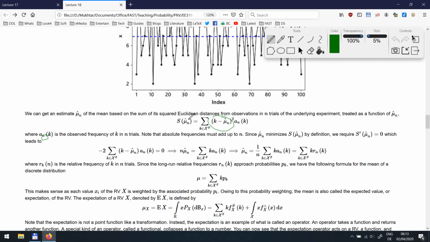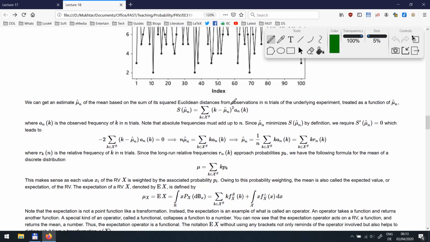So now I want to find this unknown value which will minimize this sum of squared distance. Now if I use calculus, I just differentiate this. I view this as a function of the unknown, and I differentiate this and set it to 0 to find the maximum. No, the minimum, sorry. Minimize.